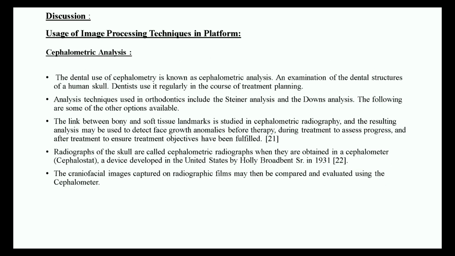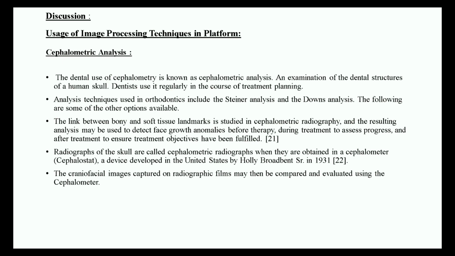Okay, now, small discussion. Cephalometric analysis. These are all the image processing techniques used in this current platform. The dental use of cephalometry is known as cephalometric analysis, an examination of the dental structures of the human skull. Dentists use this regularly for treatment planning. Analysis techniques used in orthodontics include the Steiner analysis and the Downs analysis. The following are some other options available.